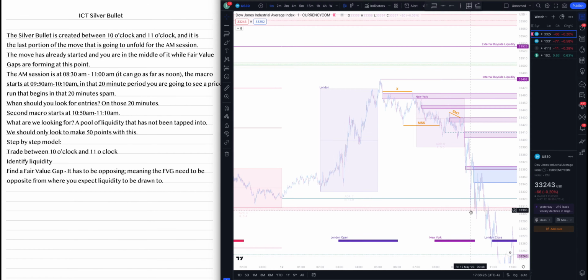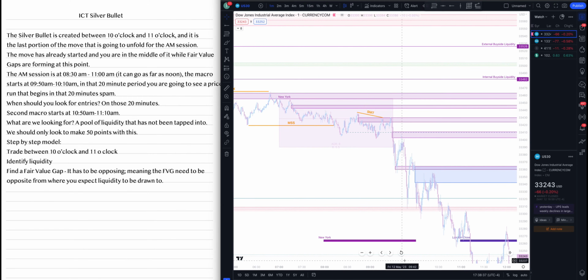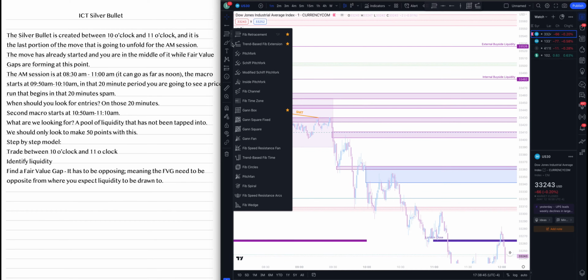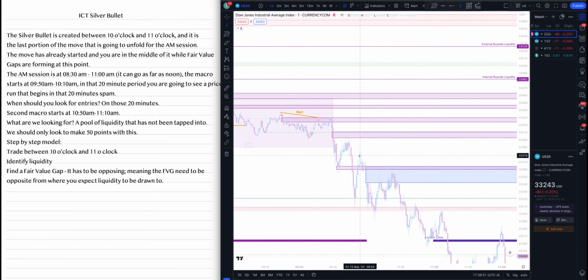and it was also the Asian low. So that was my liquidity pool. I was targeting the Asian low. Price came and just took that. So I identified my liquidity, which was the Asian low, and it says the macro starts at 9:50. So between this candle and, is it 10:10? That is when we should look for our entry.